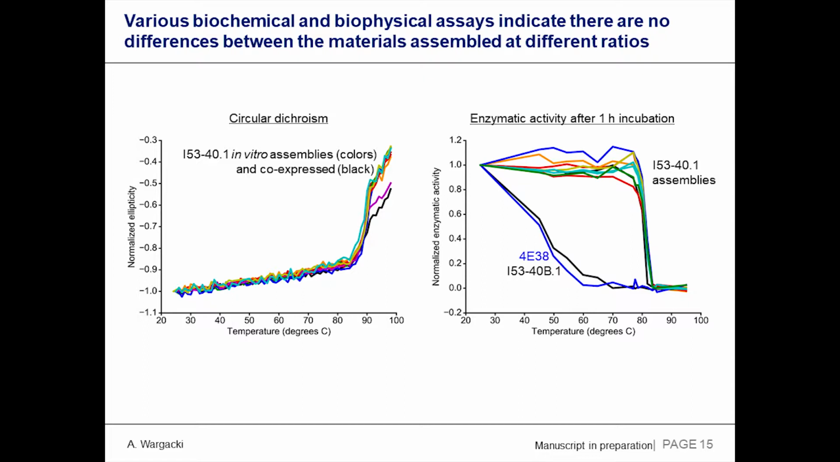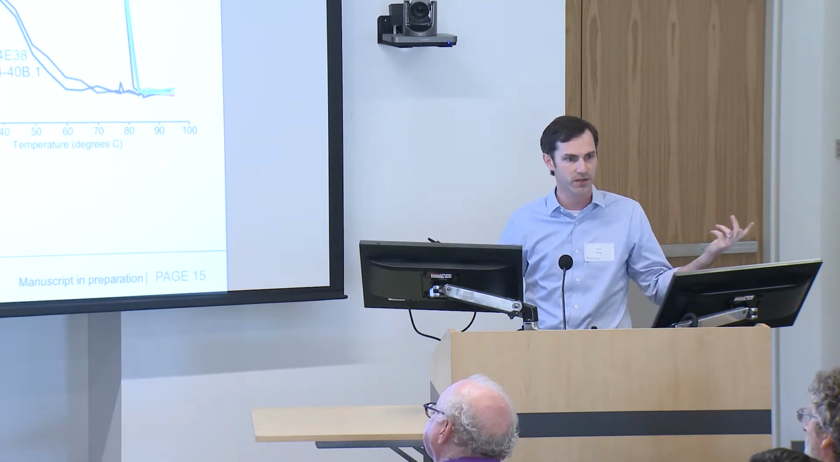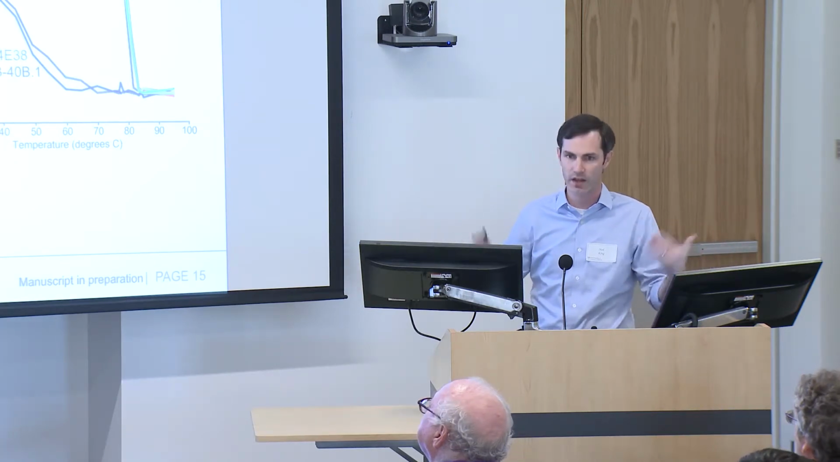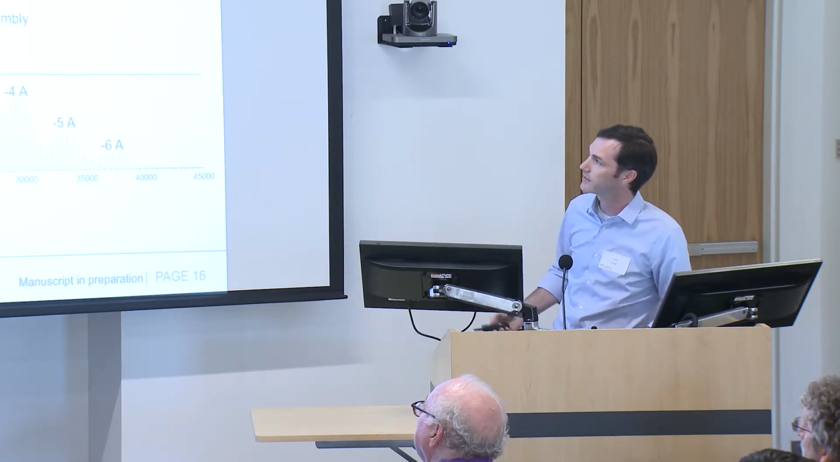There's an enzymatic activity assay that we can use where you incubate the things at elevated temperature for an hour, and then you cool them back down and measure activity, and they all drop off at the exact same temperature, which is the same as the melting temperature. So we've been unable to detect, using any assay that we have, differences between the materials assembled at different subunit stoichiometries, which again speaks to cooperativity and completeness.